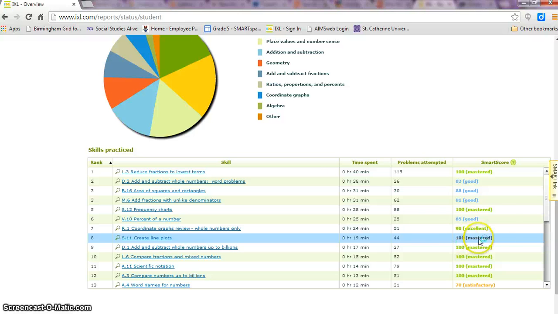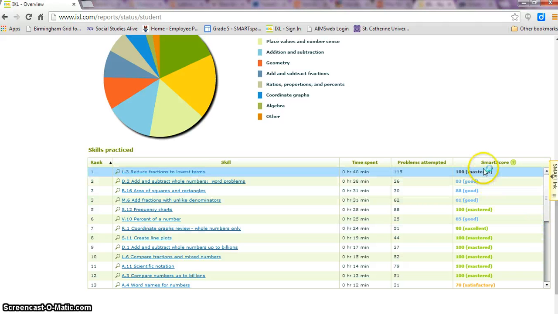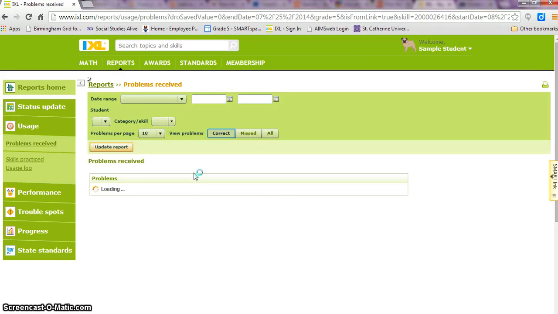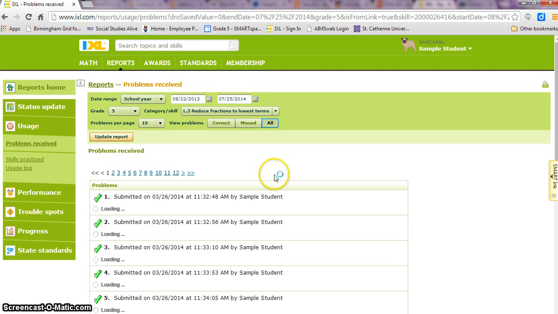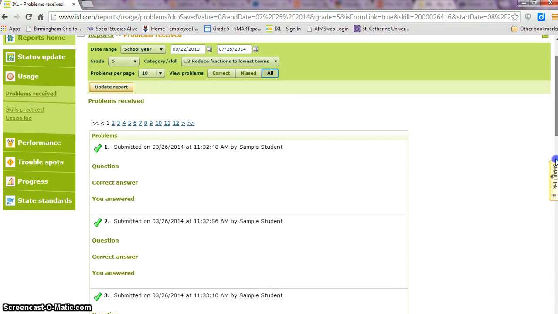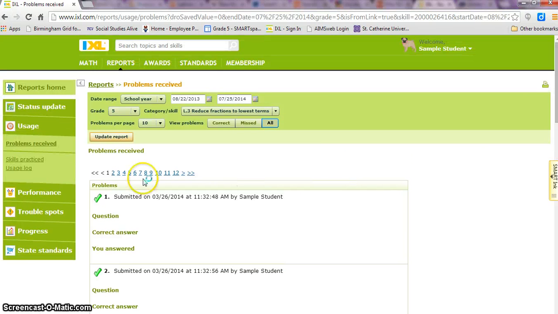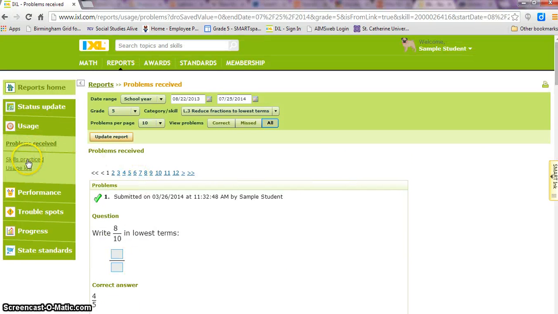If you would like to see more specific how students are understanding each topic, for example, reducing fractions to lowest terms, you can click on the skill and it will show you the questions and the answers that they answered correctly and incorrectly.